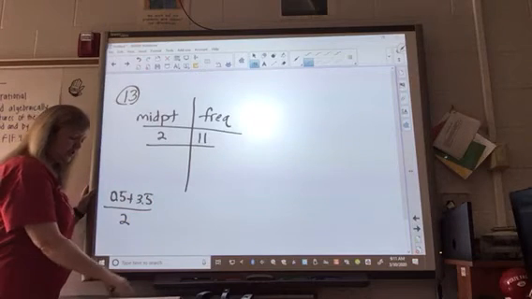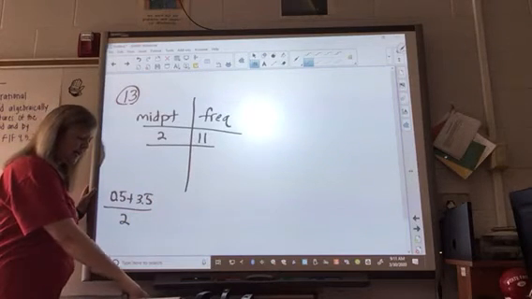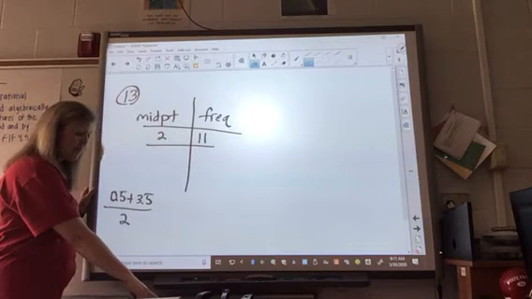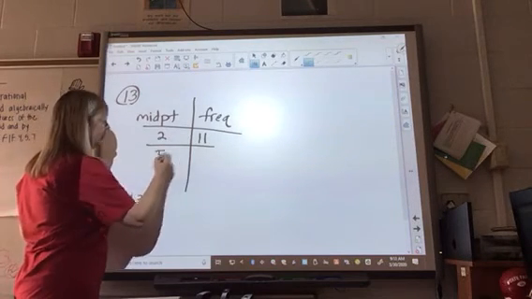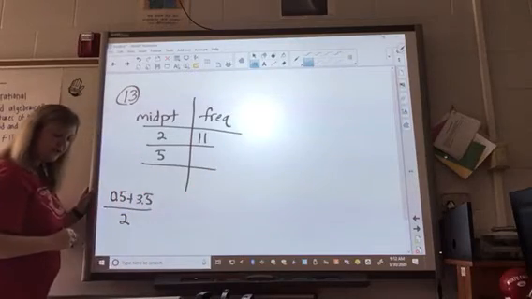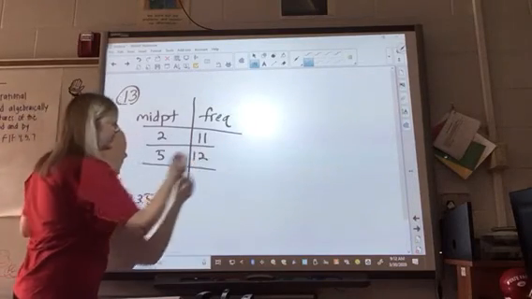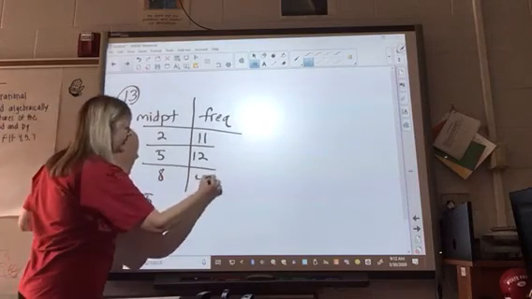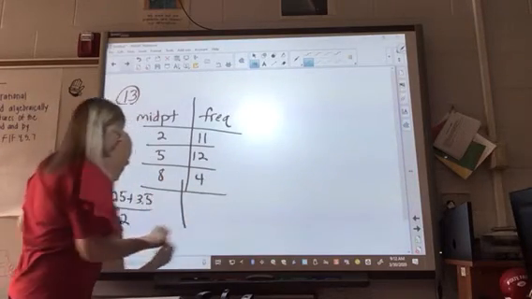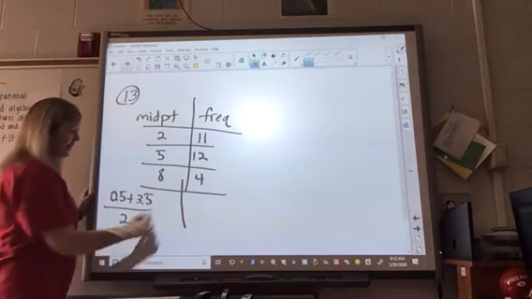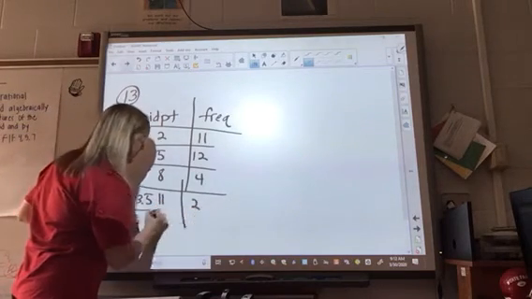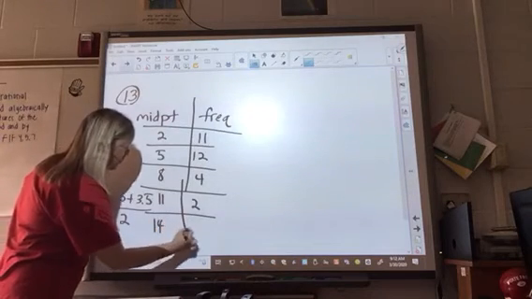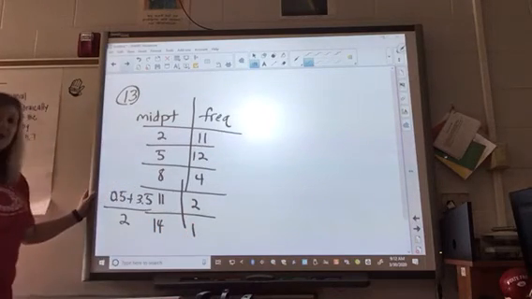I'll go to the second part of my chart. I'll add 3.5 plus 6.5 divided by 2, that'll be 5. So 5 has a frequency of 12. I'll do the same thing. I'll get 8 and 4, 11 and 2, 14 and 1. Okay, we'll go to our calculator.